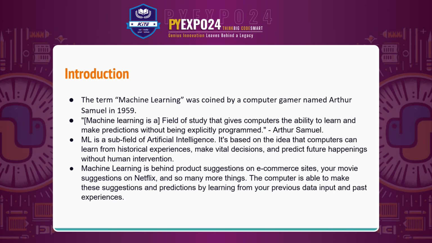The term machine learning was coined by author Sam Whale in 1959. According to Sam Whale, machine learning is nothing but the ability of computers to learn and make predictions without programming them. Machine learning is a subset of artificial intelligence. Computers can learn from their past data, make decisions, and predict the future. There is no need for human intervention in machine learning. Machine learning is used in e-commerce sites, Netflix, etc.